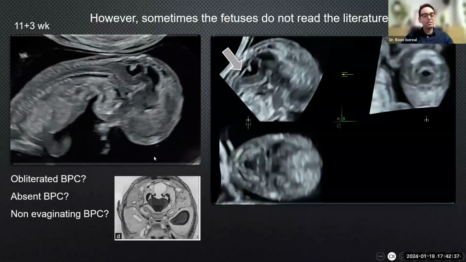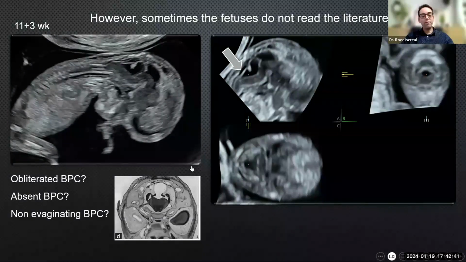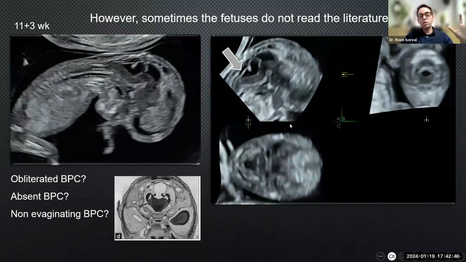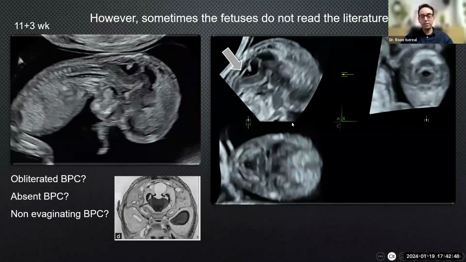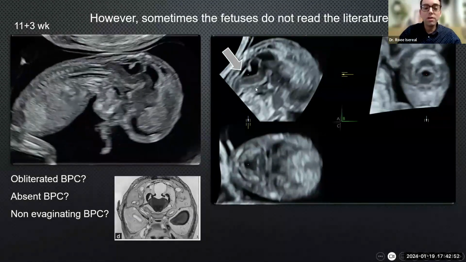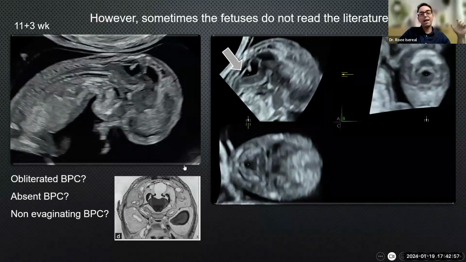So how do we call it? This is an obliterated Blake. This is an absent Blake. Maybe this is a non-evaginating Blake's. So what's going on here? However, if you take a close look, you see that the brain is completely normal. There's no ventriculomegaly, so there's no hemodynamic problem with fluid flow. Everything is completely normal, but there is no communication with the classical Blake.